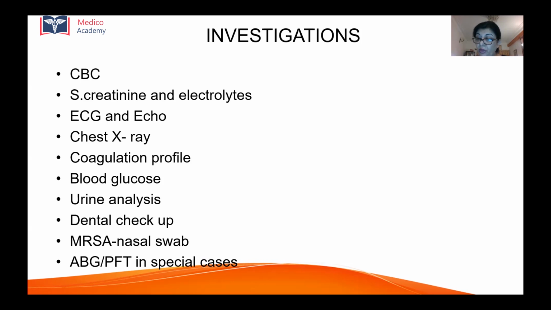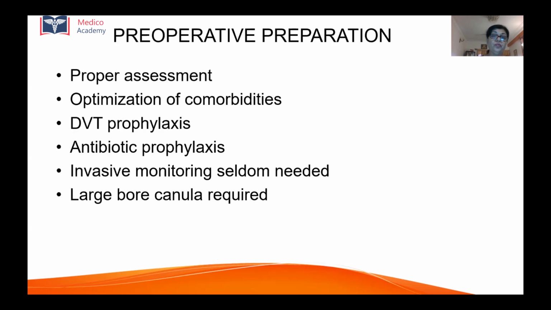MRSA. Pre-operative testing of the nasal swab for MRSA can be done routinely to decrease the Staph aureus surgical site infection. Studies have found that nasal screening and decolonization with nasal mupirocin twice daily for 5 days prior to surgery resulted in a 4-fold decrease in the Staph aureus surgical site infection.